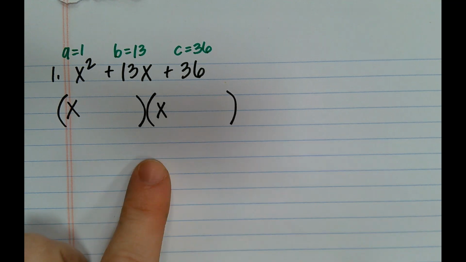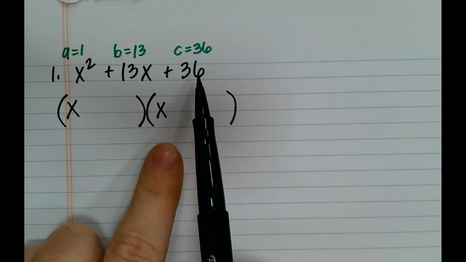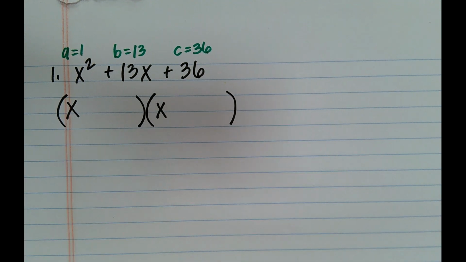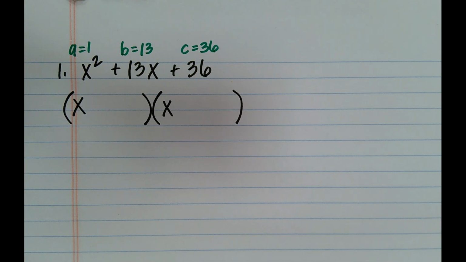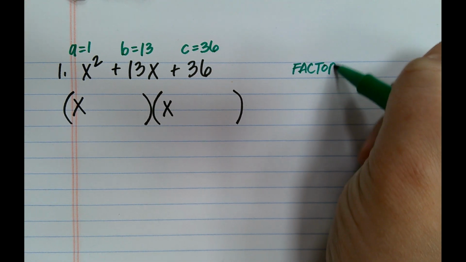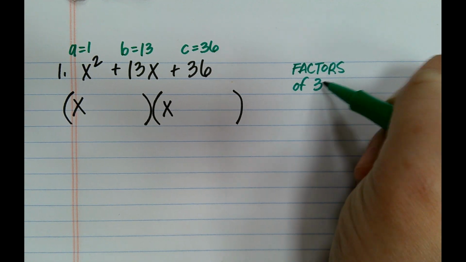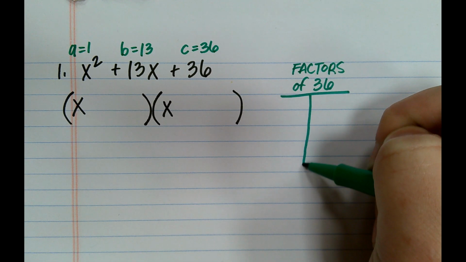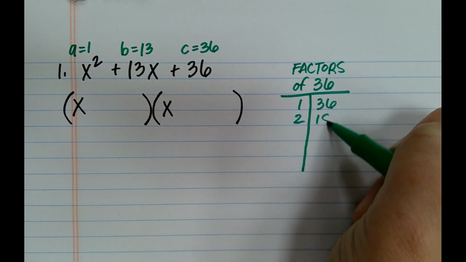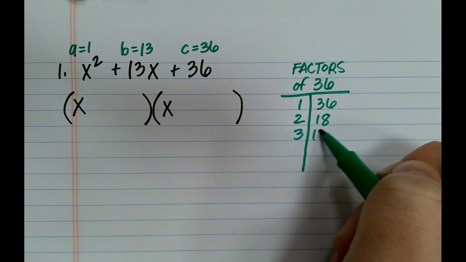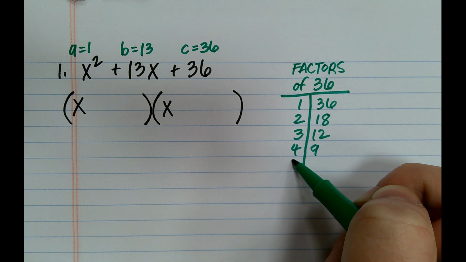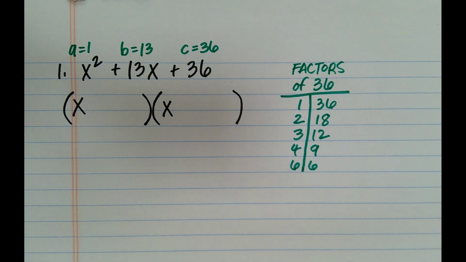Okay, so now we're going to do exactly what Max says. We need to find all the numbers that can multiply to 36. So I'm going to start by making a little T chart. Remember, I'm finding the factors of 36 here. 1 times 36. What else could I do? 2 and 18. 3 times 12. 4 times 9. 6 and 6. Yeah, we could stop there.